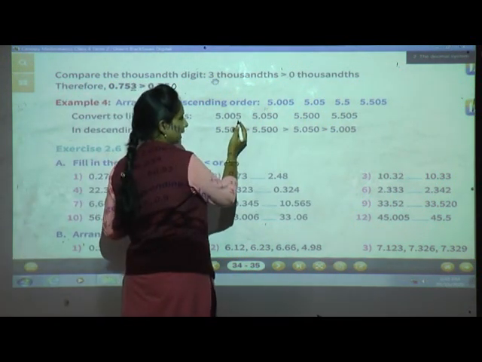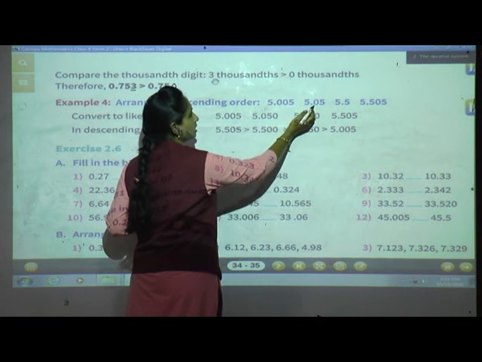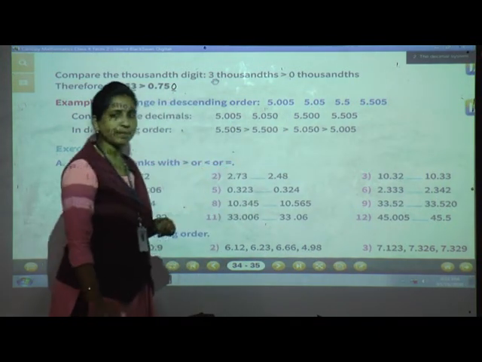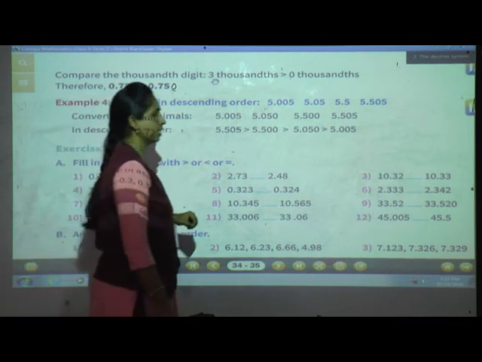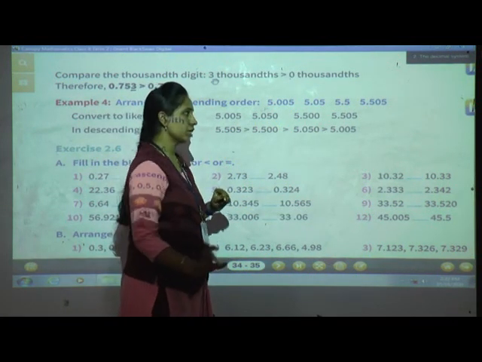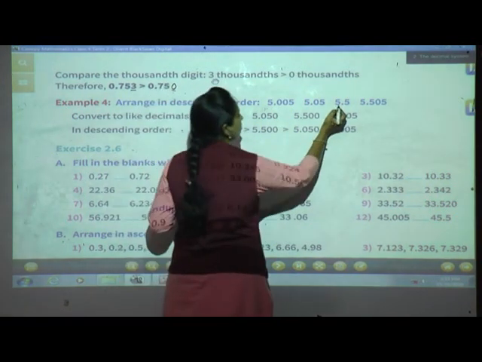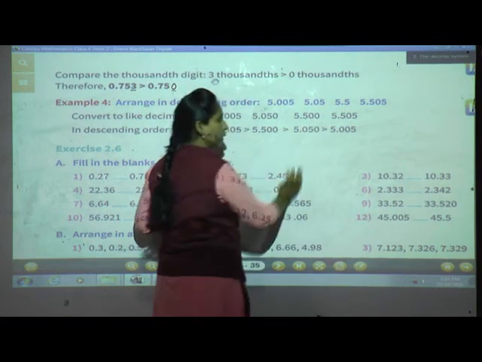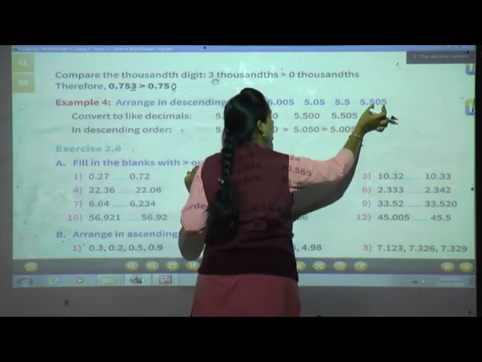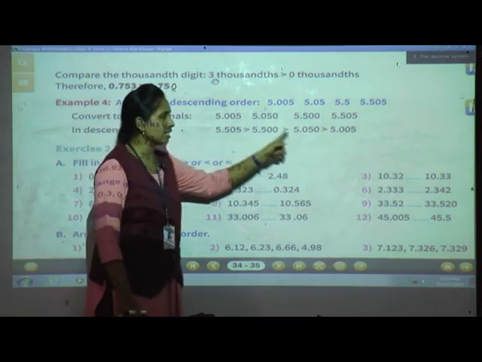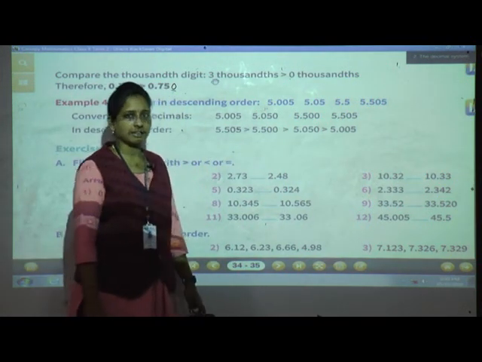So first number write as it is, second number 5.05, then add one more 0. We can add any number of zeros after the decimal point, isn't it? So the value will not change, it doesn't matter. So 5.5, one digit is there, so we can add 2 zeros, and here already 3 digits are there, so we will write as it is. Now we can arrange these numbers into descending order.